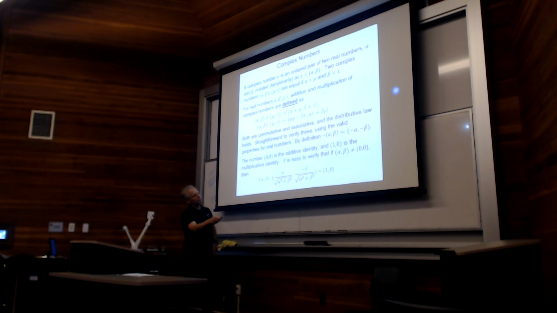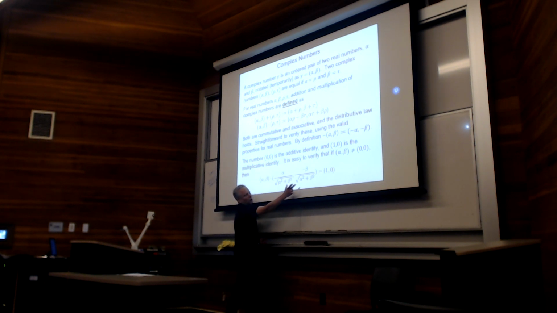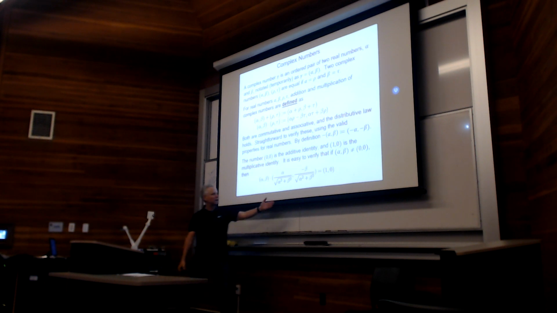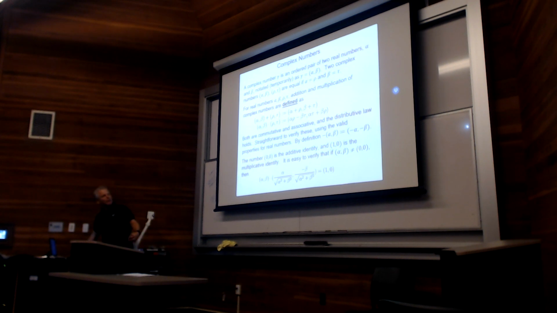And it's also easy to verify that if you're not at the 0, 0 point, so both are not 0, then this number, which is well defined because the denominator is clearly not 0, is the inverse of that number. If I multiply these, I actually get the multiplicative identity. So that's why it's called the reciprocal. It is the number that if you multiply by it, you get the multiplicative identity. So that's the basic, first order arithmetic of complex numbers.